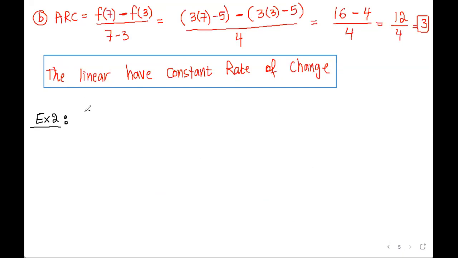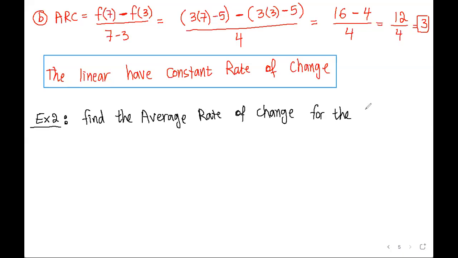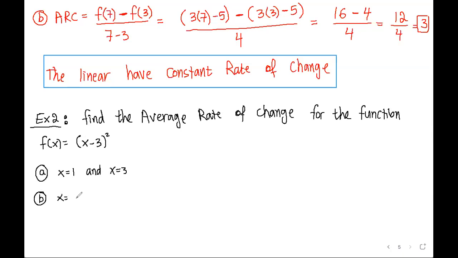Example 2. Find the average rate of change for the function f of x equal x minus 3 squared between x equal 1 and x equal 3, and between x equal 4 and x equal 7.